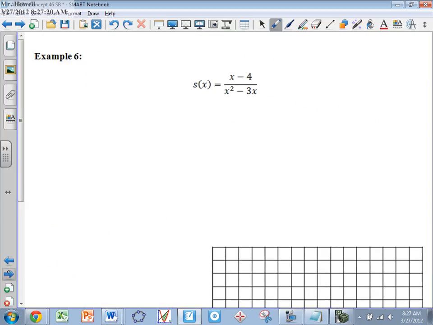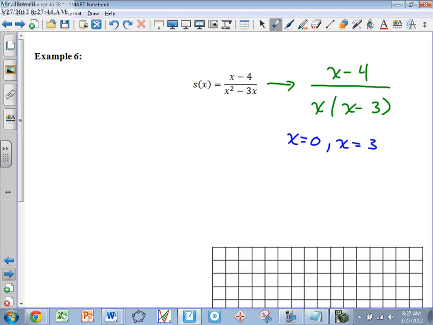Let's look at the next one. Let's do this quickly, please. Please start right away, factor. Now, looking at your denominator here, you're going to see that clearly there are no holes in this graph. My discontinuities occur at x equals 0 and x equals 3.